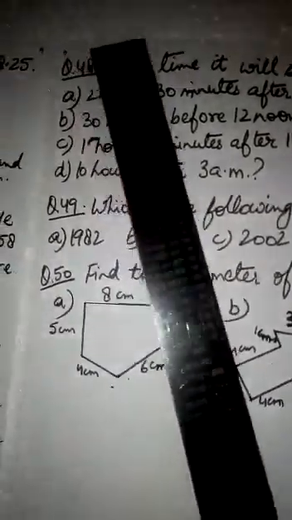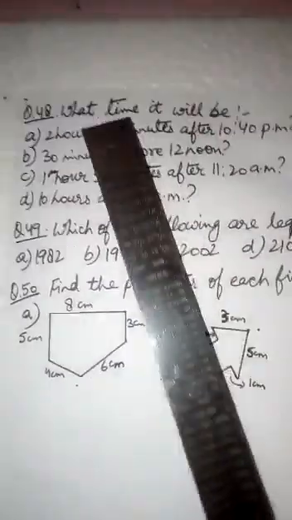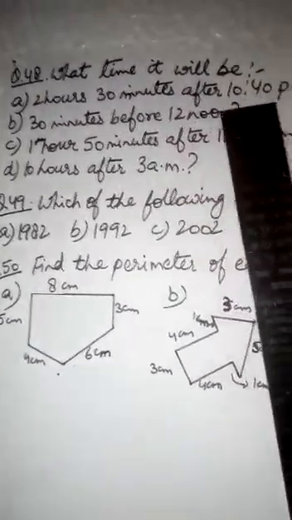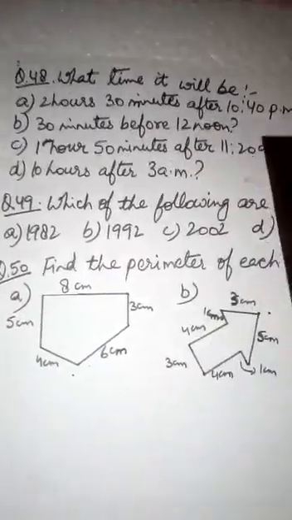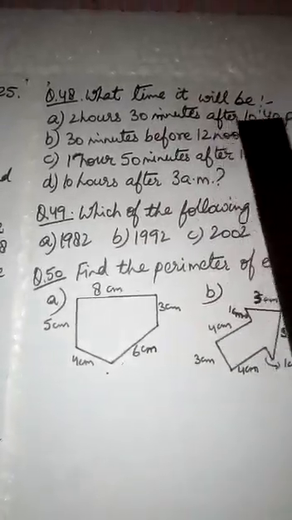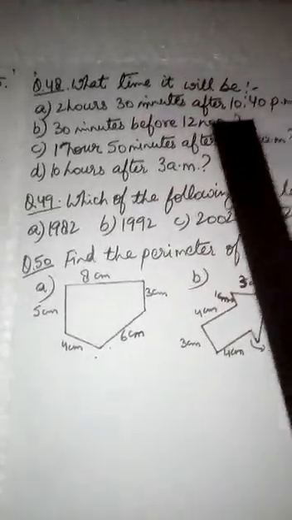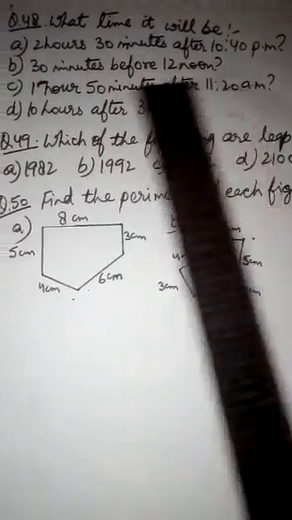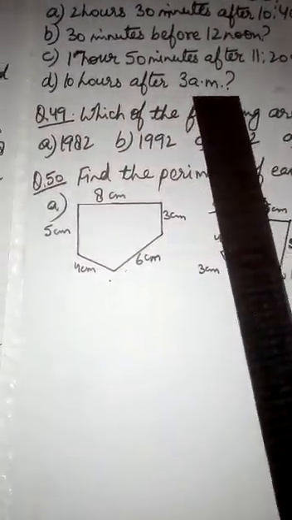Now question number 48. What time will it be? You have to calculate the time which will be when we add or subtract the times. First is 2 hours 30 minutes after 10:40 p.m. So when it is given after, then you will add the time, and when it is given before you will subtract the time. B, 30 minutes before 12 noon. C, 1 hour 50 minutes after 11:20 am. D, 10 hours after 3 am.